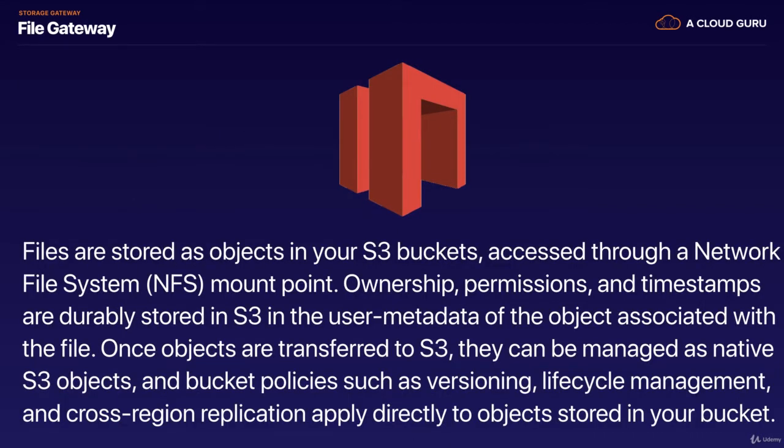So we'll start with File Gateway. This is basically where files are stored as objects in your S3 buckets, and they're accessed through a network file system or NFS mount point. And then ownership, permissions, and timestamps are durably stored in the S3 in the user metadata of the object associated with the file. And once objects are transferred to S3, they can be managed as native S3 objects. And bucket policies such as versioning, lifecycle management, and cross-region replication can apply directly to objects stored in your bucket. So you can have all the goodness of S3. So it's basically a way of connecting your on-premise infrastructure to S3.